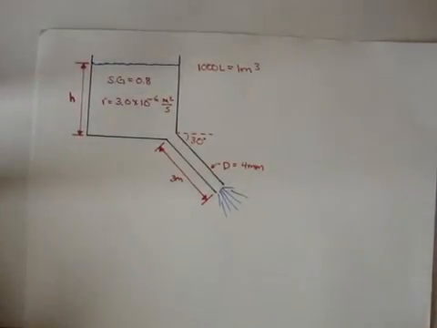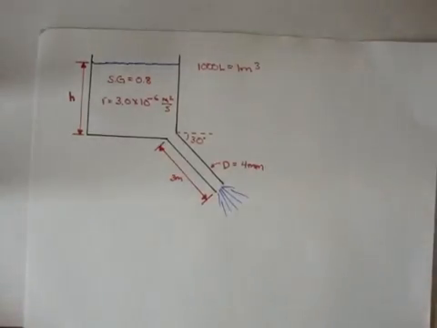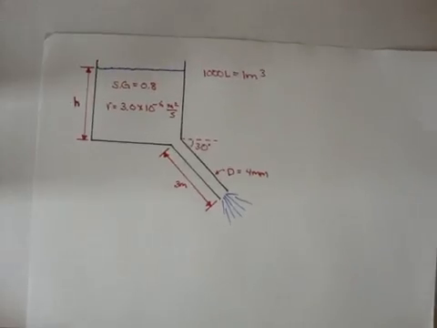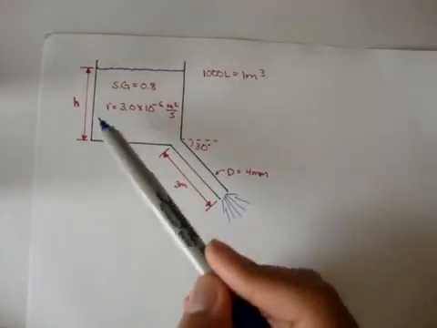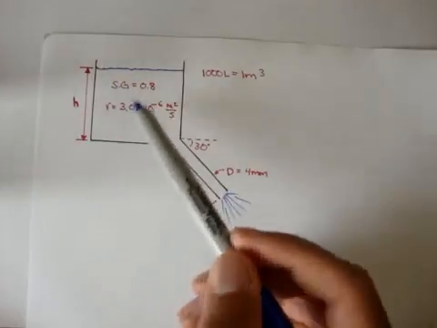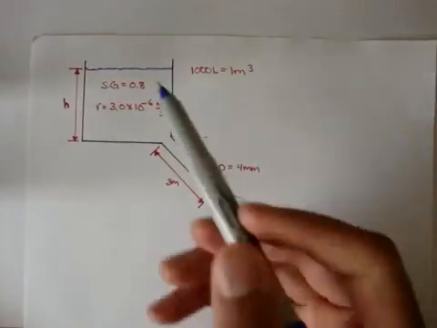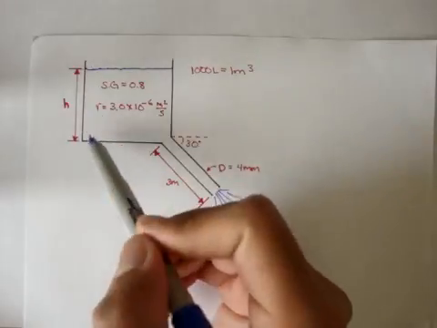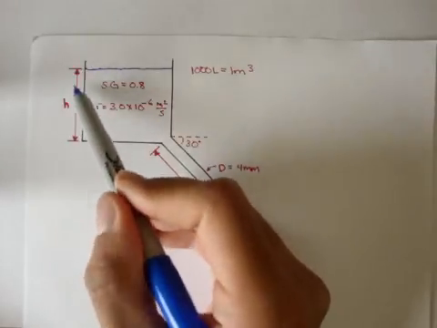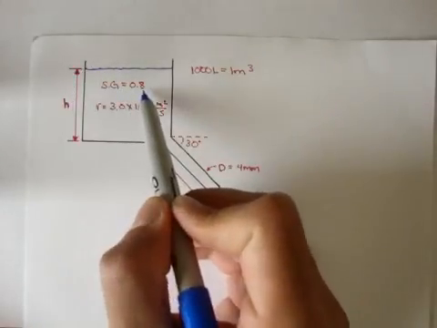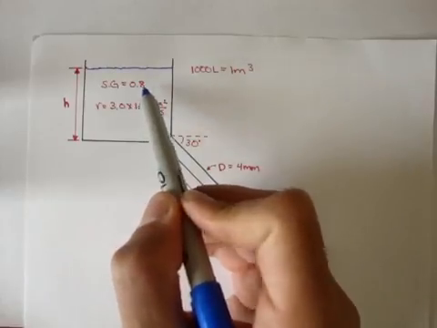Alright, let's do our first example using the equations we derived in the last video. We used those equations, the Darcy-Weisbach equation, to find out frictional head losses. In this problem we have a tank, and the fluid is kerosene. The kerosene is filled up to the height h, and the specific gravity of kerosene is 0.8.